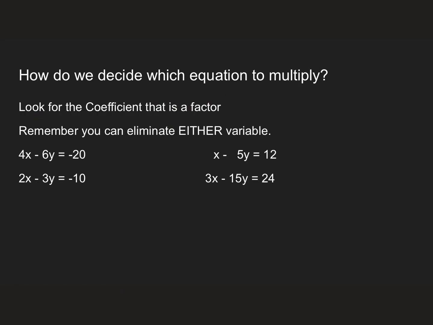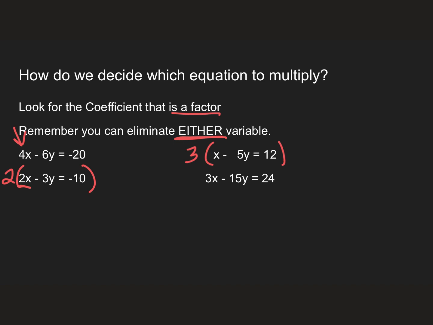So let's talk about how do we decide which equation we want to multiply. So we're looking for a coefficient that is a factor of the other one. So here, I can see that I can eliminate x if I got this 2 to become a 4. So I can multiply this whole thing by 2 and then solve it. Over here, I can eliminate this by multiplying that by 3. And again, the big thing, remember, you can eliminate either of your variables. Don't feel like you always have to eliminate the first one, the second one. You can eliminate either one of your variables. So let's look at what happens when we do this.